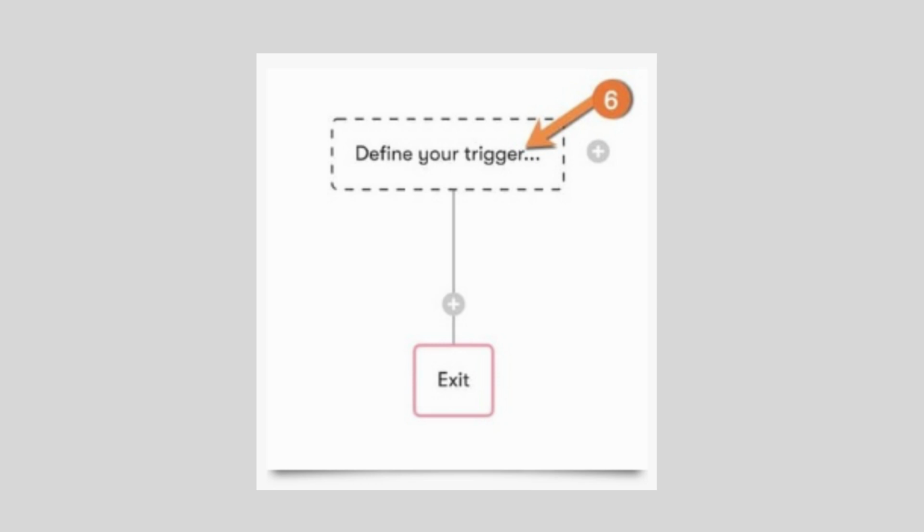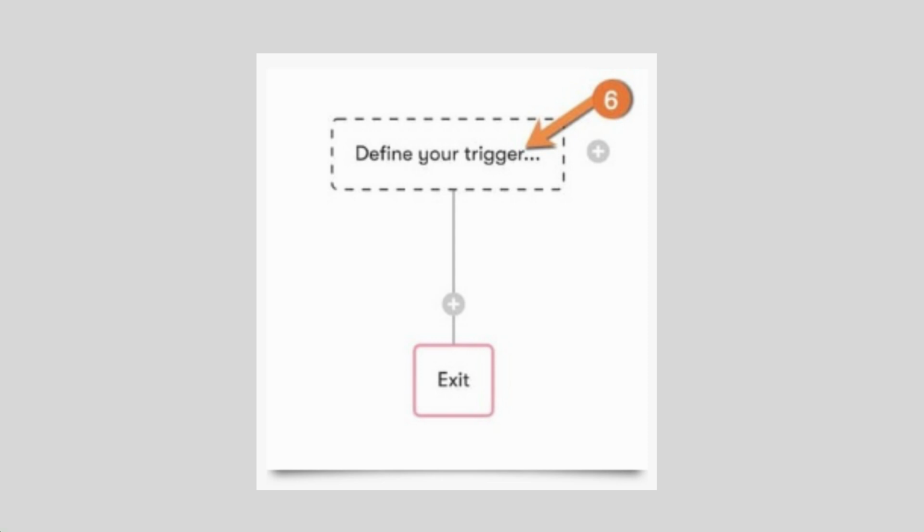Step 3. Defining the triggers and goal. The first thing you need to do is set a trigger. This is what will cause this campaign to start. For example, you may have a campaign set up for your blog content calendar spreadsheet, and you don't want this to start until that is finished, so you click on Define your trigger and select Completed a campaign.